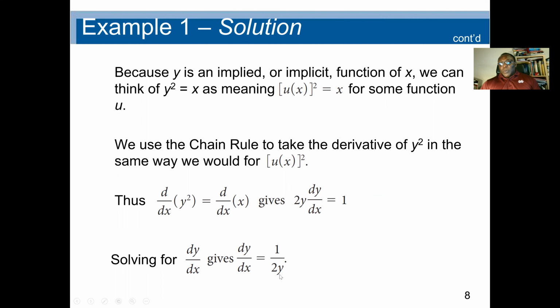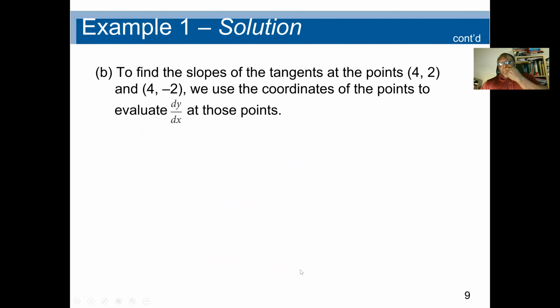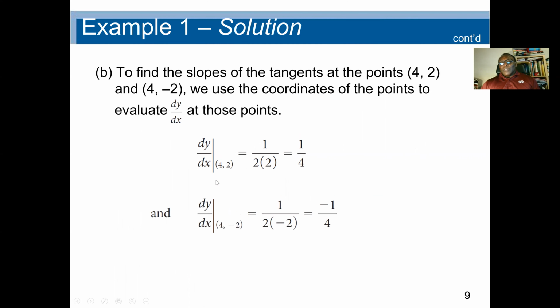Now to find the slope, since I don't have an x value in the equation, I'm just going to use only the y value. The first point is (4, 2), so y is positive 2. I plug in 2, and 2 times 2 gives me 4. The second point is (4, negative 2). I plug in negative 2, and 2 times negative 2 is negative 4, so the slope is negative 1 over 4. That will be the final solution.